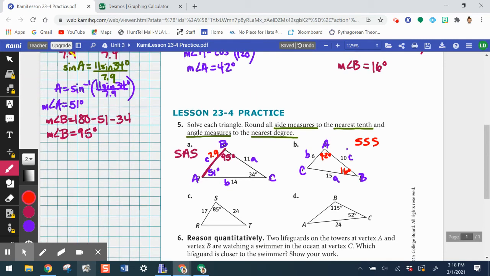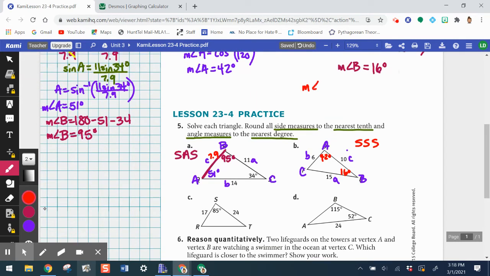So to find the measure of angle C, just so I can show you the work, we'll take 180 degrees because that's the total sum of all 3 angles. We'll subtract the 2 angle measures we do know, and we'll find the measure of angle C. So 180 minus 42 minus 16 is 122 degrees. Now that looks off, so let's just make sure that our work is actually correct.